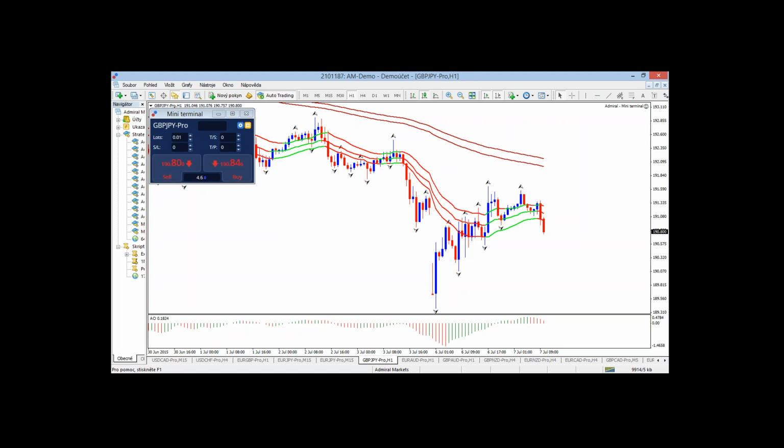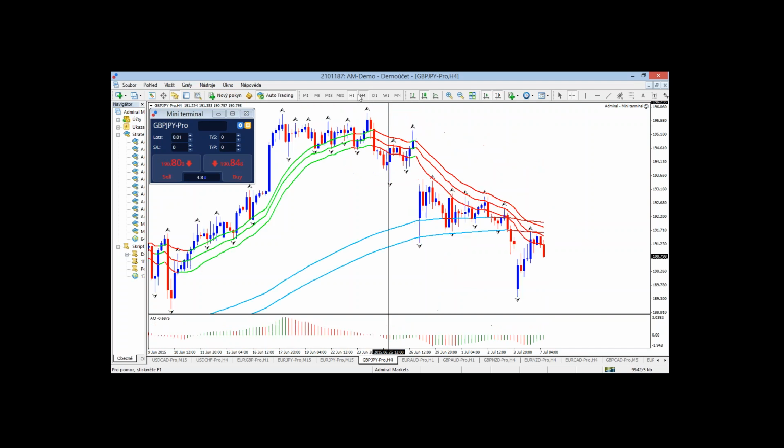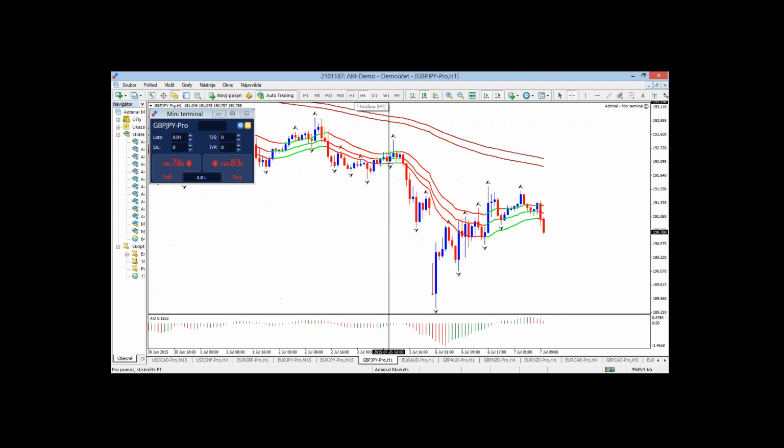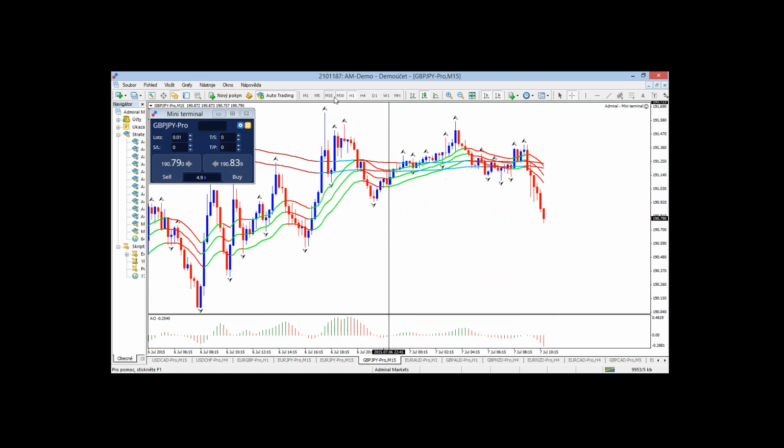All right, this is the pound yen. We didn't look at this one yet. Also, not bad setup indeed. Could be in that case maybe better than the euro yen. And it does have the news event, but let's take a look at this, the hourly actually. It already had a break. I was looking at the euro yen, but the pound yen already had the break.